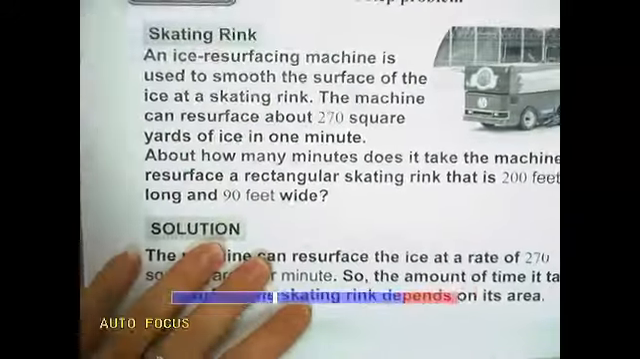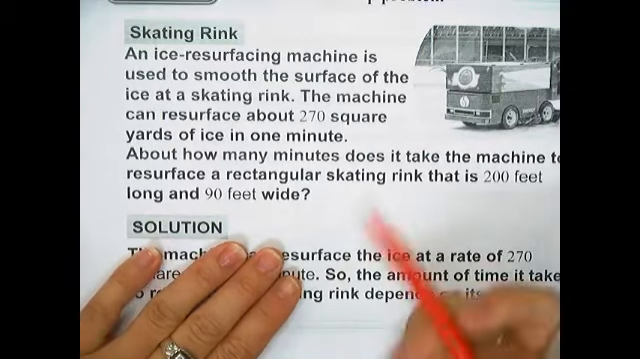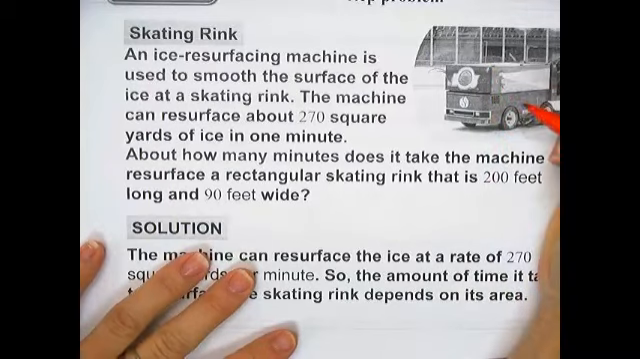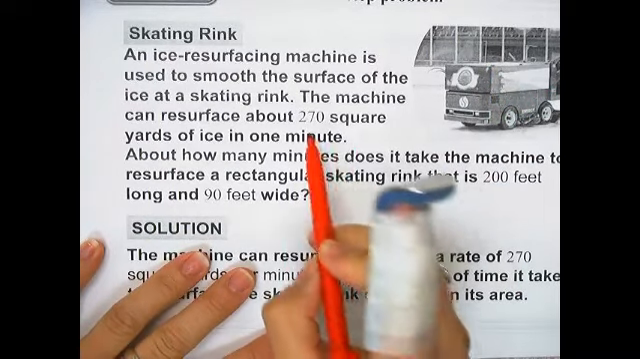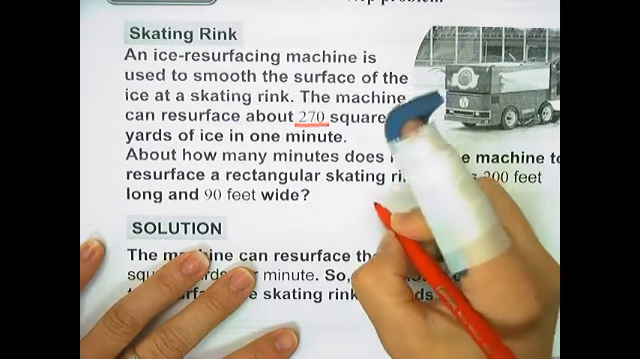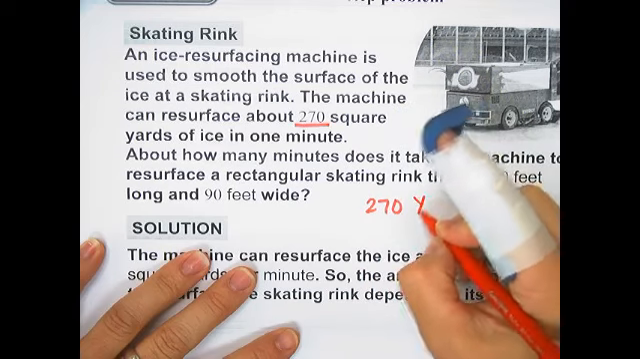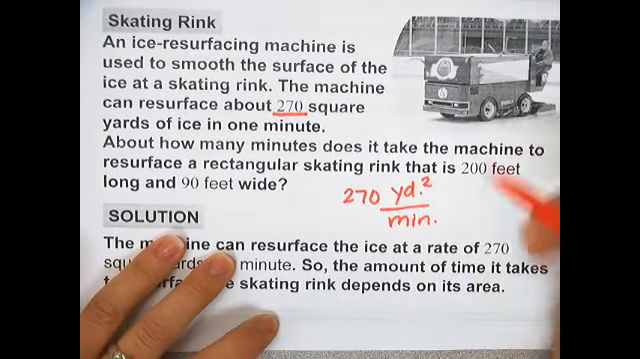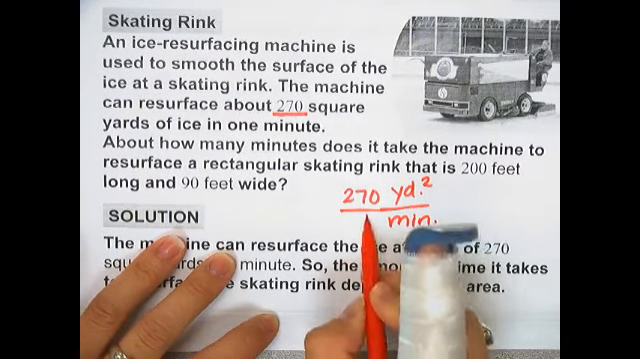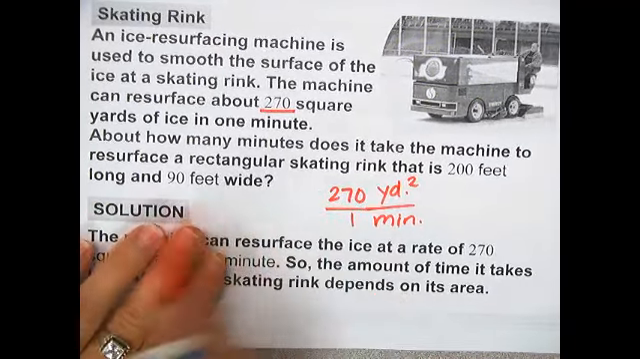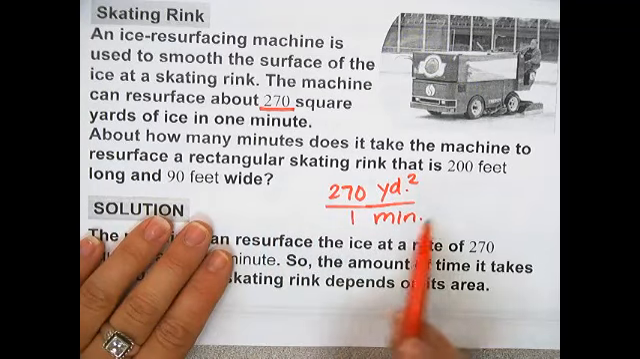Okay, now we're going to go on to a trickier problem that involves a conversion. So I'd like you to look at this problem. An ice resurfacing machine is used to smooth the surface of the ice at a skating rink. This is called the Zamboni. The machine can resurface about 270 square yards of ice in a minute. So that's our rate. Just to review, square yards per minute, that's a rate because the numerator and the denominator both stand for different units. One's a length, one's a time.